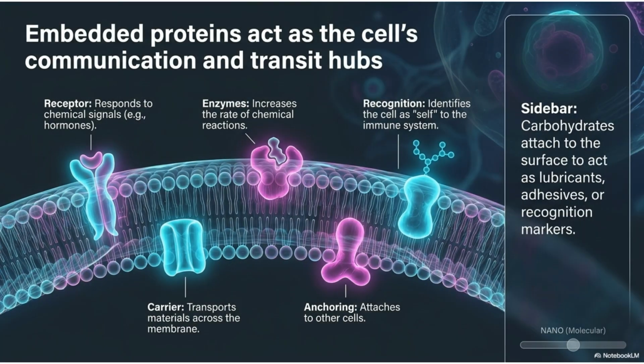Embedded proteins in the membrane act as communication and transit hubs. They function as receptors for signals, enzymes to increase reaction rates, carriers for transport, anchoring points, and recognition markers.